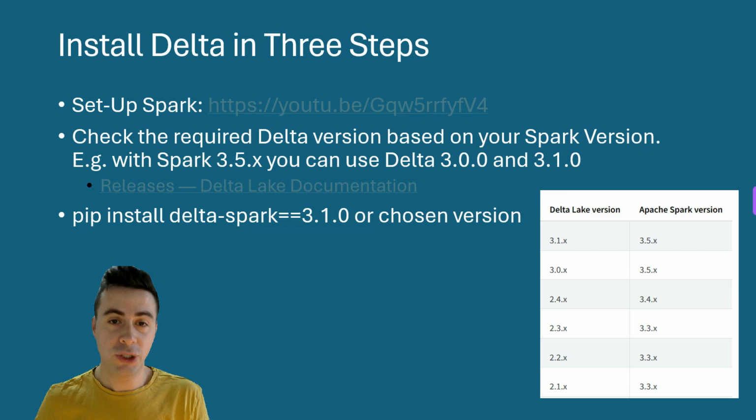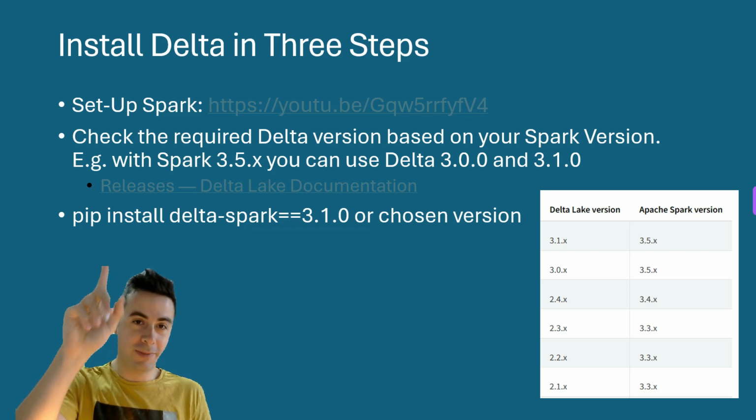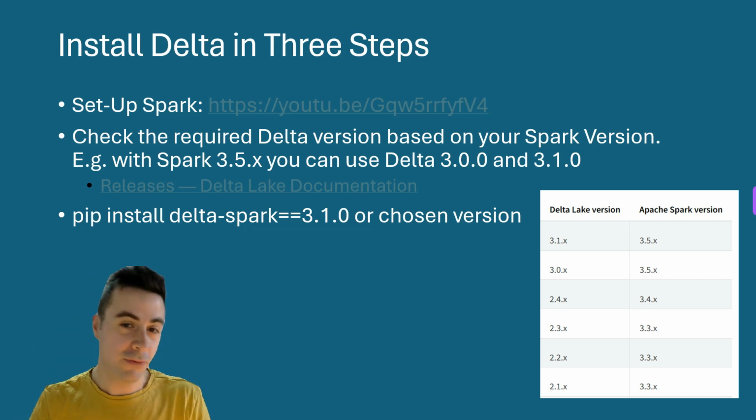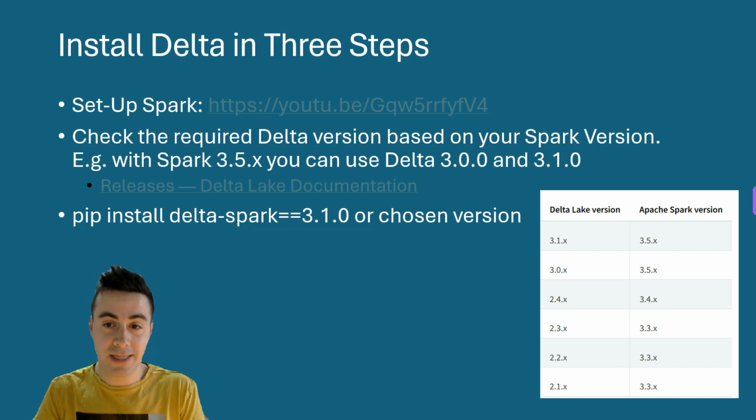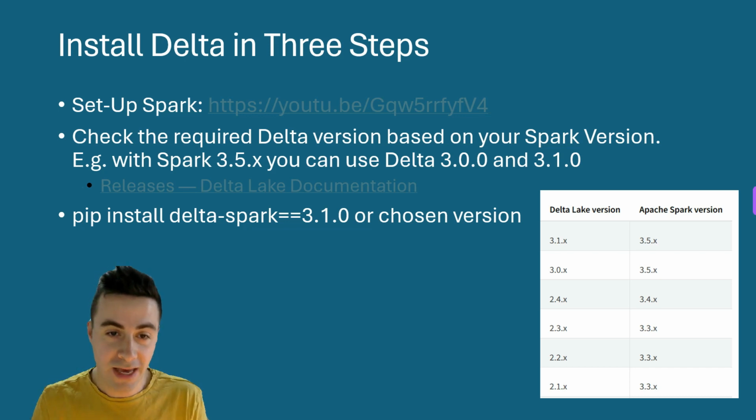Installing Delta Lake is actually quite easy if you have installed Spark. So if you haven't installed Spark yet, check the video here above in the link. They're gonna give you very detailed instructions on how to set up Spark locally. Once you have installed Spark, you just need to do two things. You have to check out which version of Spark you have.